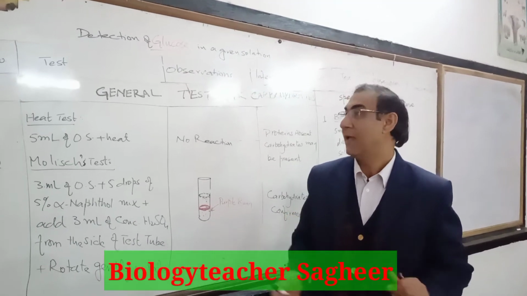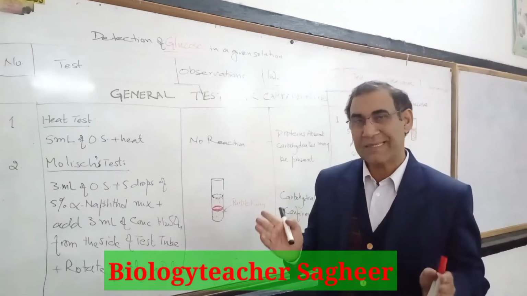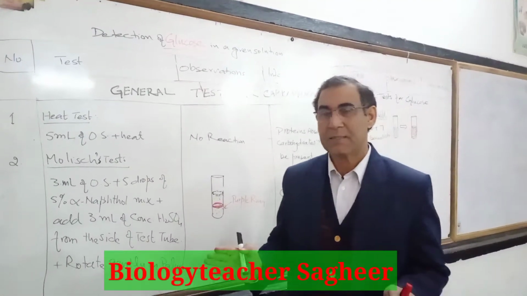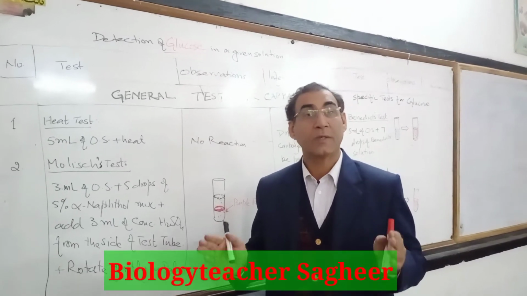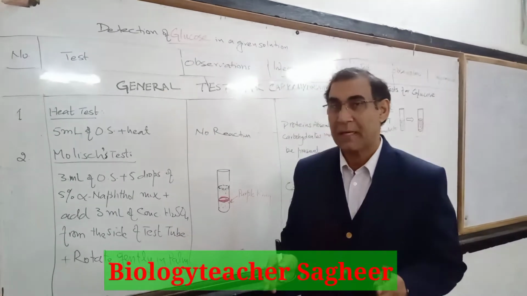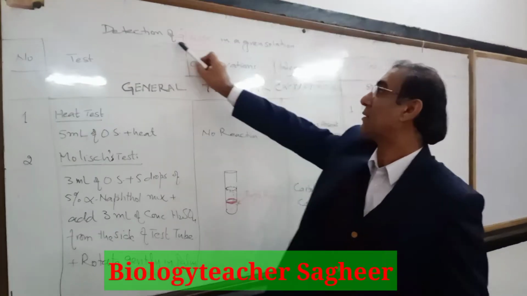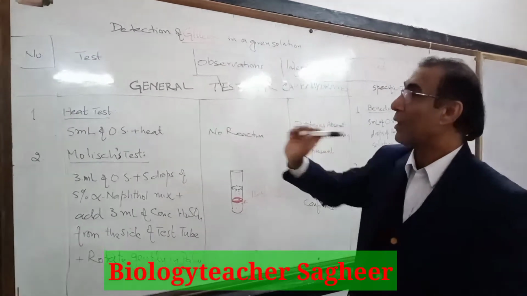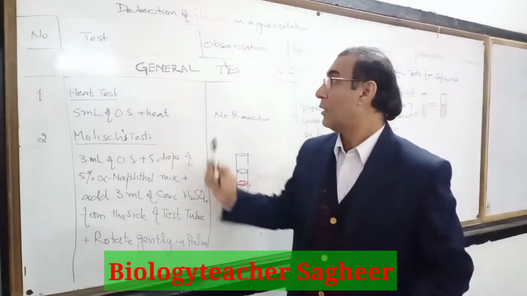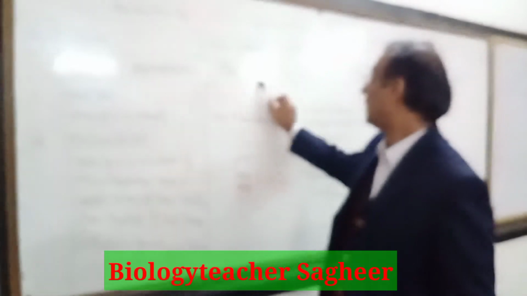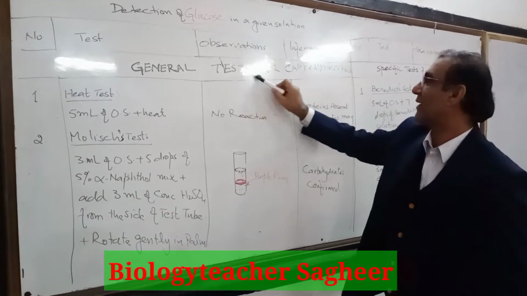Okay, and today we are going to discuss how the general test for carbohydrates and the specific test for monosaccharides, particularly glucose, are carried out. So here is what: if you have to detect glucose in a given solution, you have to draw this table first. Then you would write first of all the general test for carbohydrate.